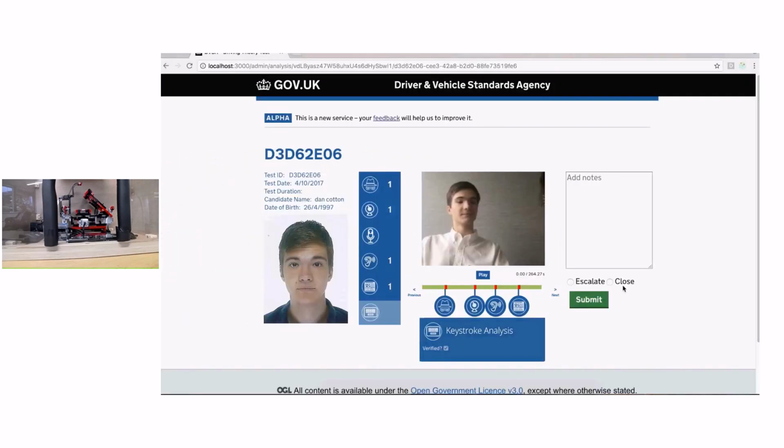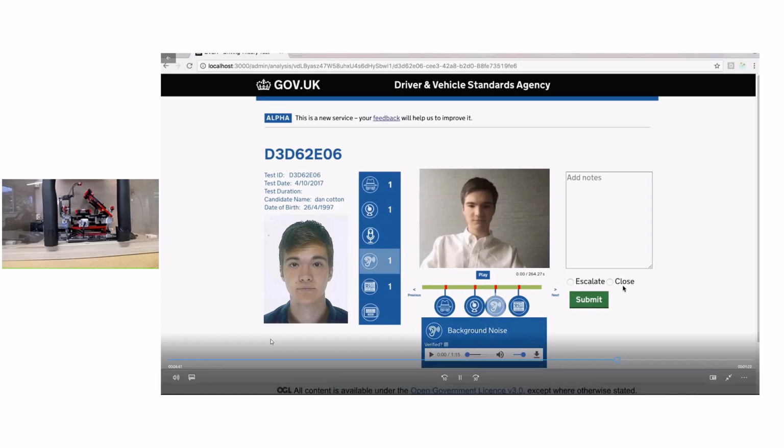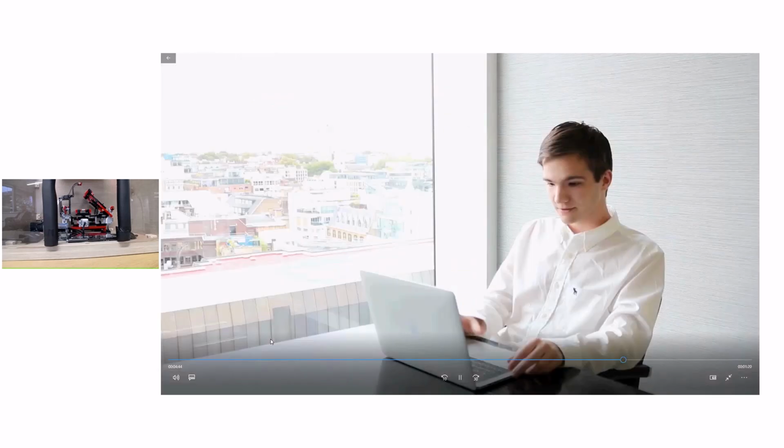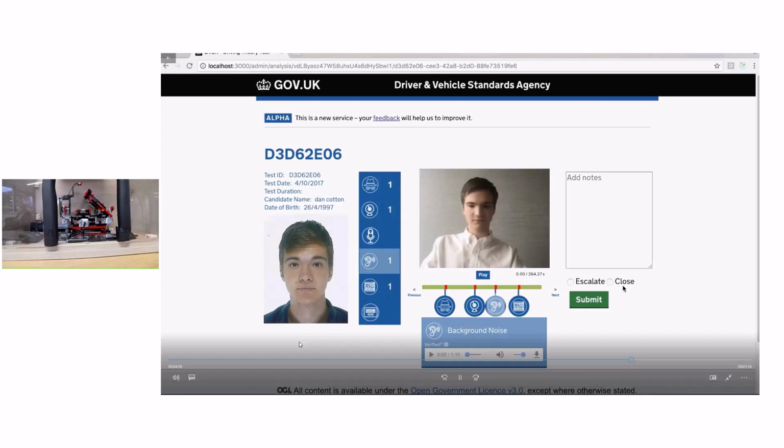Whilst the keystroke analysis has not flagged anything, Mike still has the ability to go in and review the confidence level. Our background noise indicator has flagged an additional voice in the room supporting Dan. Let's see what happened here. Whilst Dan's colluder wasn't detected in the frame, this audio clip confirms that somebody else was helping.